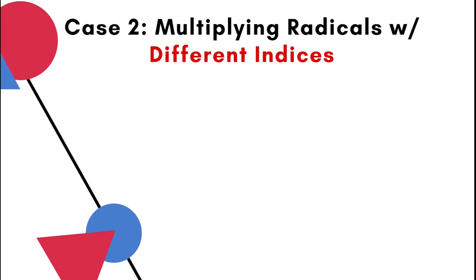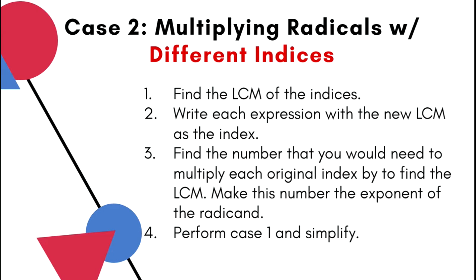Second case in multiplying radicals: radicals with different indices. To multiply radicals with different indices, we follow these steps. First, find the LCM of the indices. Second, write each expression with the new LCM as the index. Third, find the number that you would multiply each original index by to get the LCM, and make this number the exponent of the radicand. Fourth, perform case 1 and simplify.